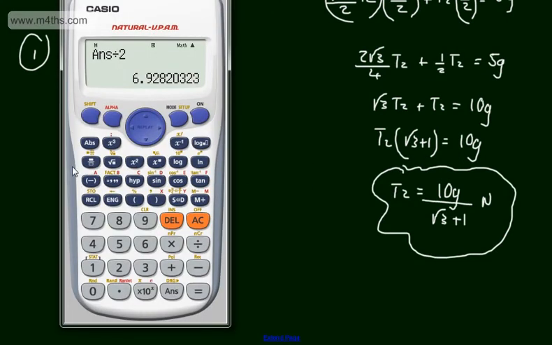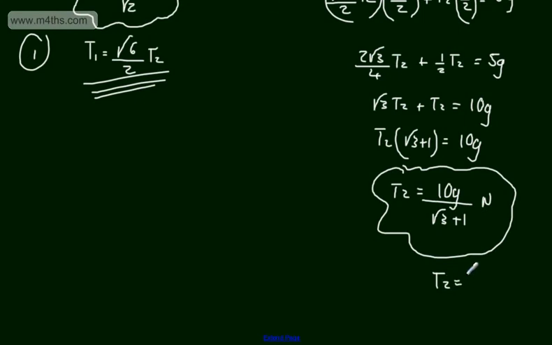Let's go ahead and do that. So what we have then is 10g, but it's 10 times 9.8, and then we've got root 3, and we're going to add to that 1. So this now, I'll round to 3 significant figures, 35.9. So T2 is going to be 35.9 newtons, and that is to 3 significant figures.